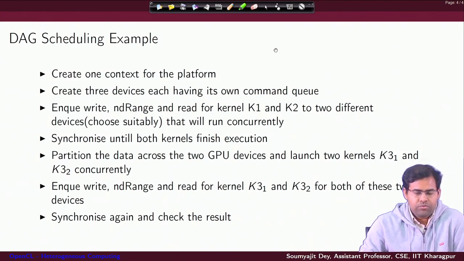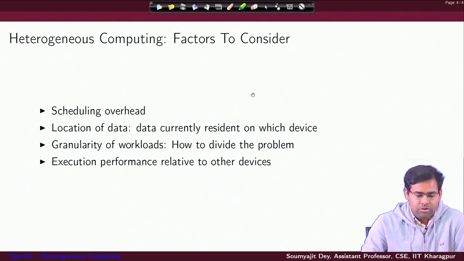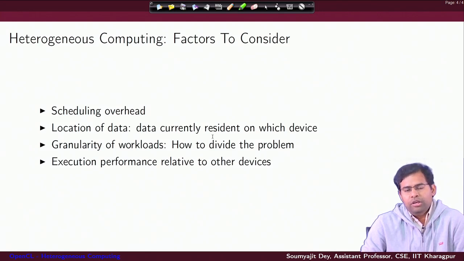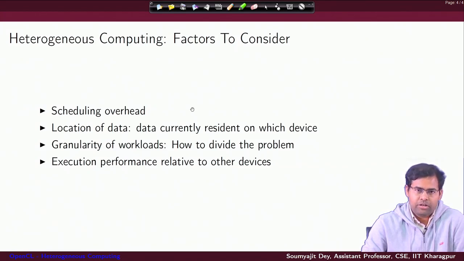So, this was one example of DAG scheduling that we went through. Overall, these are the factors that we like to consider: what is the scheduling overhead, right? If we are scheduling multiple kernels in multiple devices, then we have to do some bookkeeping, like waiting on events and performing data transfers. These are the overheads which you have to take care of, and we will perform a scheduling decision only when the benefits outweigh the overheads, right?